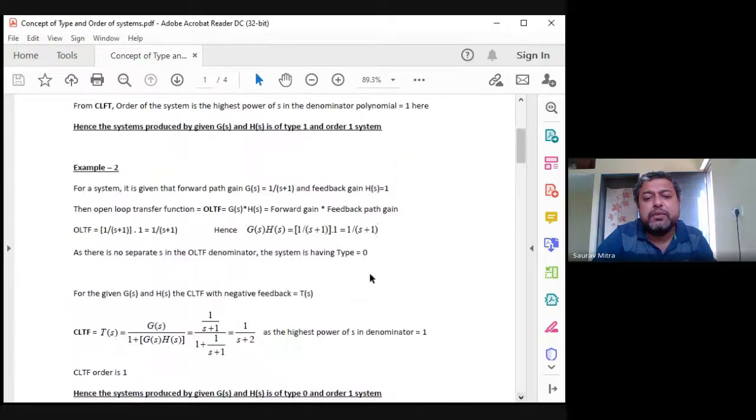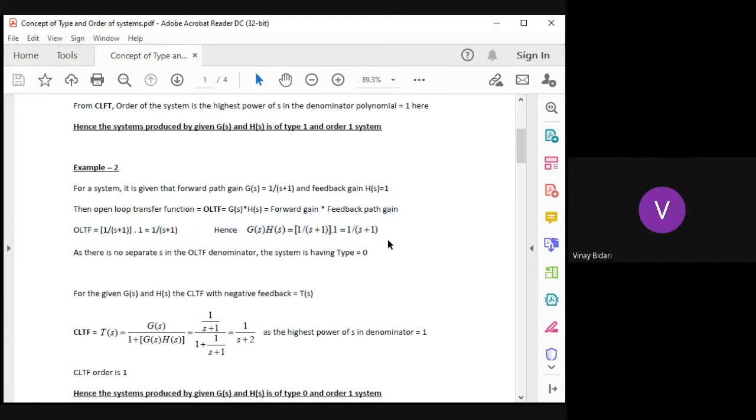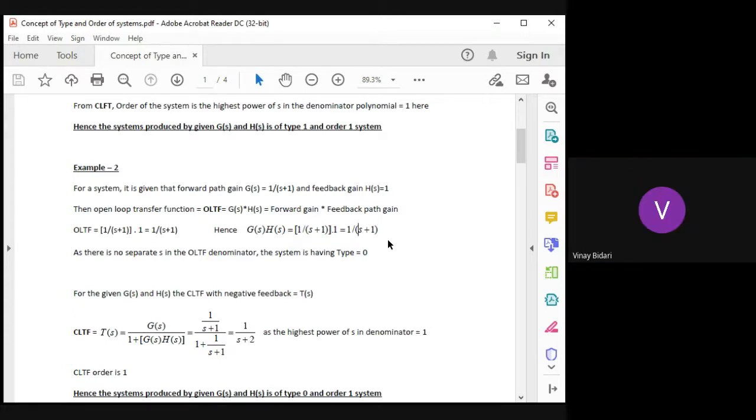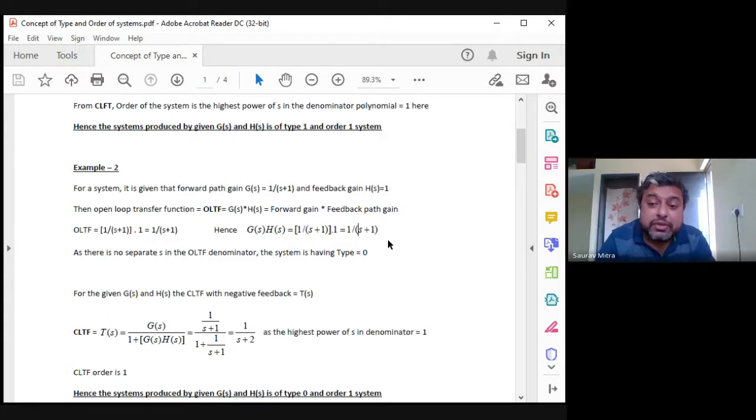Second numerical, what is GSHS? 1 by S plus 1. Type 0. S plus 1 तो कितना S है डिनोमिनेटर में? खाली S. 0. समझ में आ रहा है? Yes, sir. So sir, that means S raised to 0 into S plus 1. Because S raised to 0 means 1. तो वहां पे कुछ भी नहीं है. There is no separate S. S plus 1, S plus 2 नहीं देखना. Yes, sir. Understood, sir.